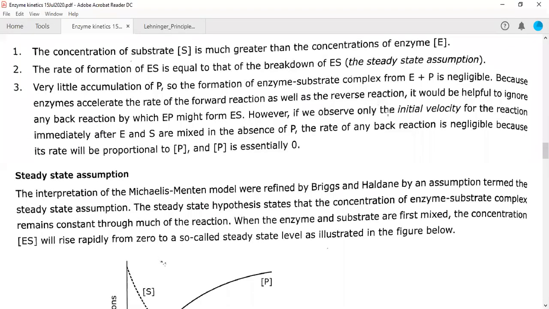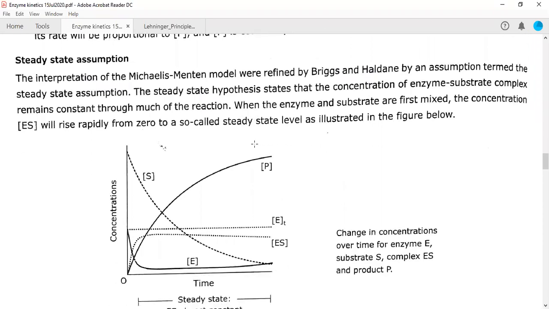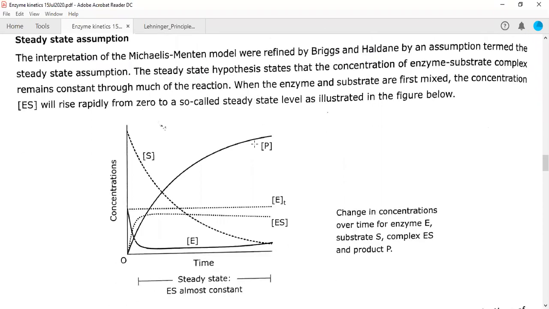However, if we observe only the initial velocity for the reaction immediately after enzyme and substrate are mixed, in the absence of product, the rate of any backward reaction is negligible because its rate will be proportional to the product, and the product essentially remains zero because it will not be accumulated initially. So we can leave this particular reaction. The backward reaction will not take place.